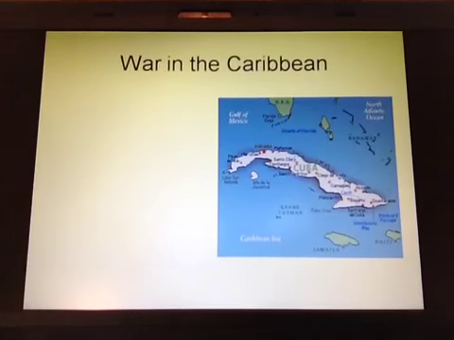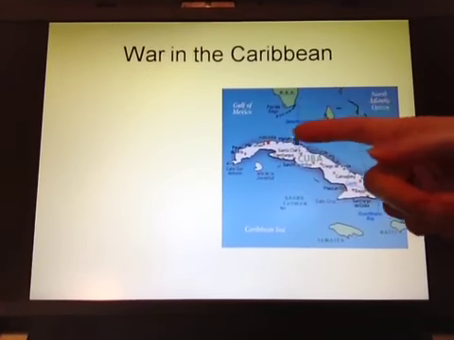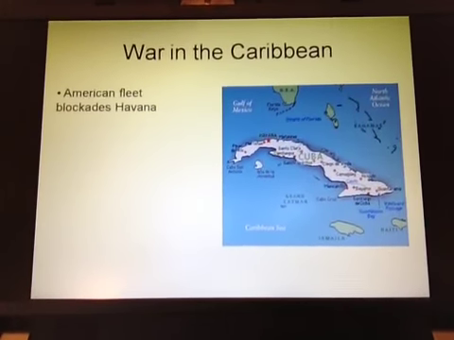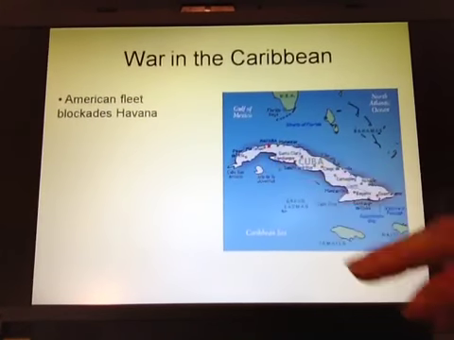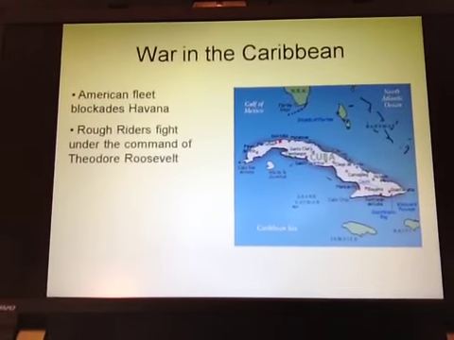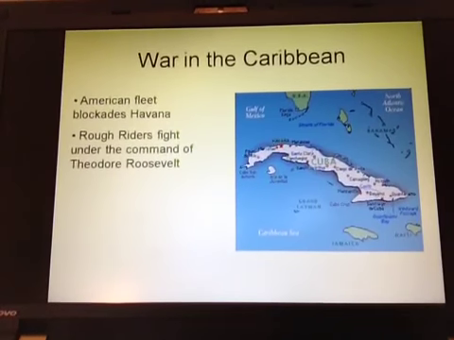And then we have the war in the Caribbean. This is, of course, Cuba, which is just 90 miles off the coast of Florida. There, we blockade Havana, up here, which is the main port in Cuba. And the Rough Riders are going to fight under the leadership of Teddy Roosevelt.